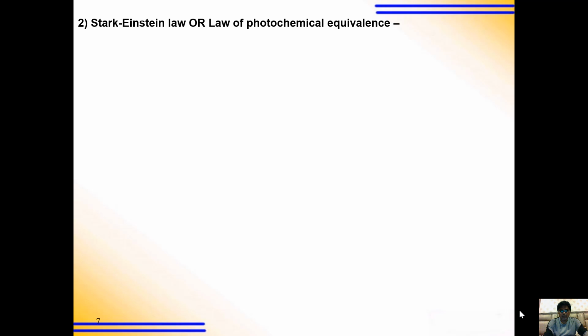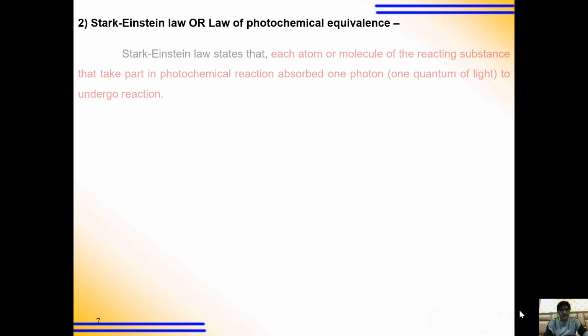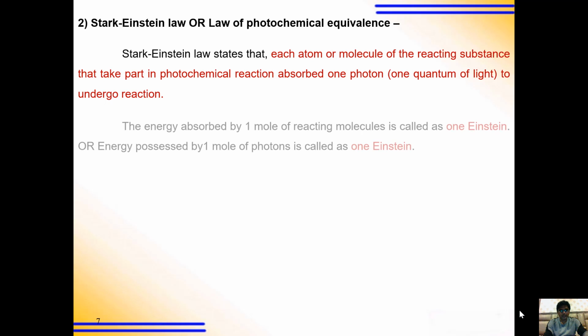The Stark-Einstein law, or law of photochemical equivalence, states that each atom or molecule of the reacting substance that takes part in a photochemical reaction absorbs one photon to undergo the reaction. Hence, the energy absorbed by one mole of reacting molecules, or the energy possessed by one mole of photons, is called one Einstein.